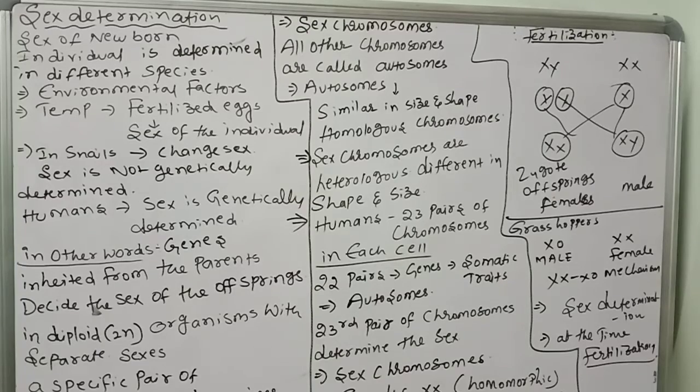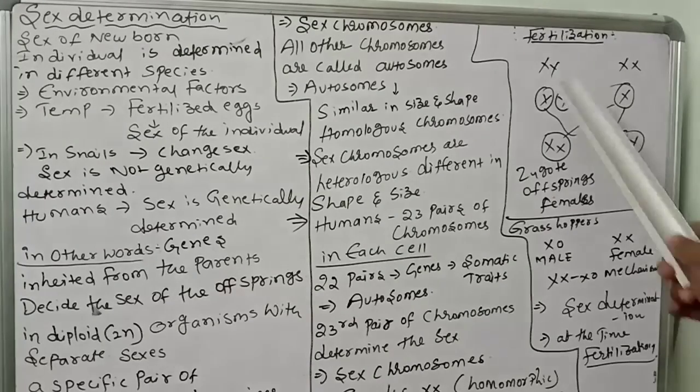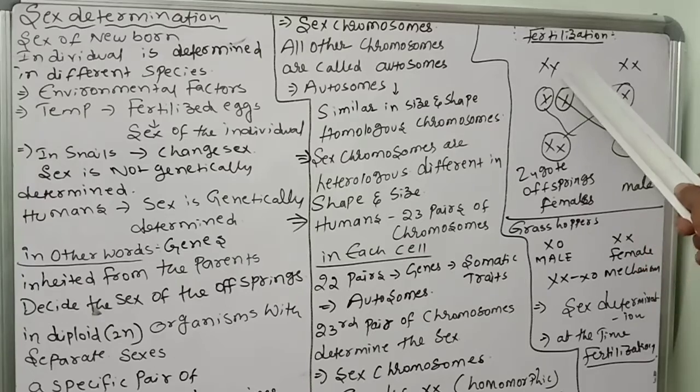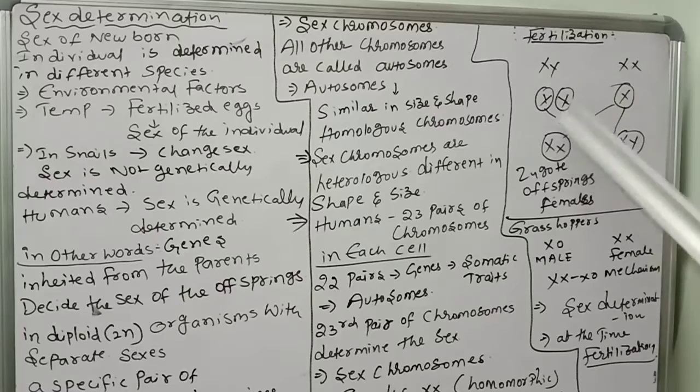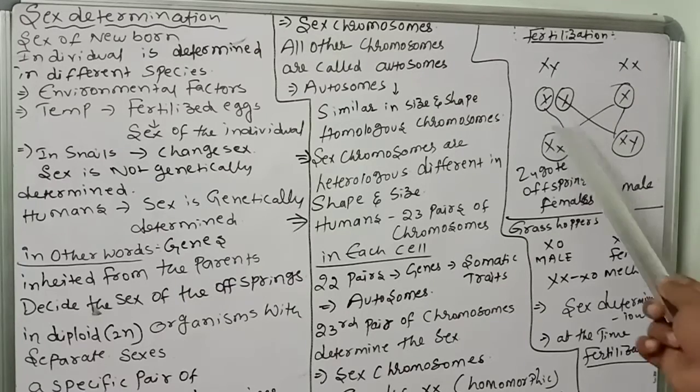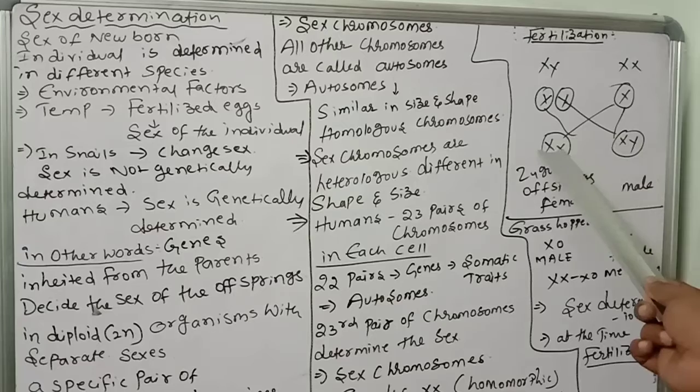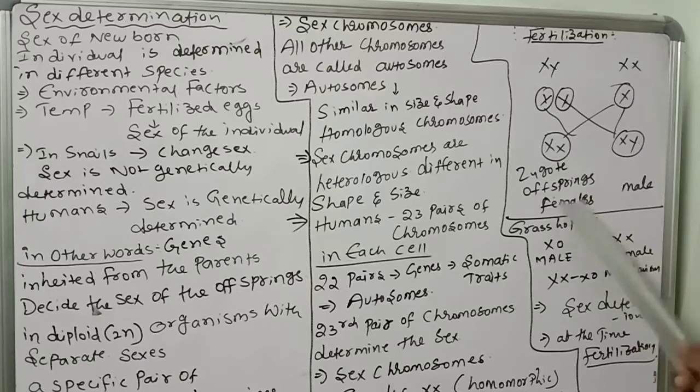You see the fertilization diagram. Male have XY chromosomes. Female have XX. So what are the gametes? X and Y from the male, and only X gamete from the female. So XX, XY forms the zygote, right? The XX zygote develops into a female offspring. The XY zygote develops into a male offspring. So I get female and male offspring. This one you should remember.